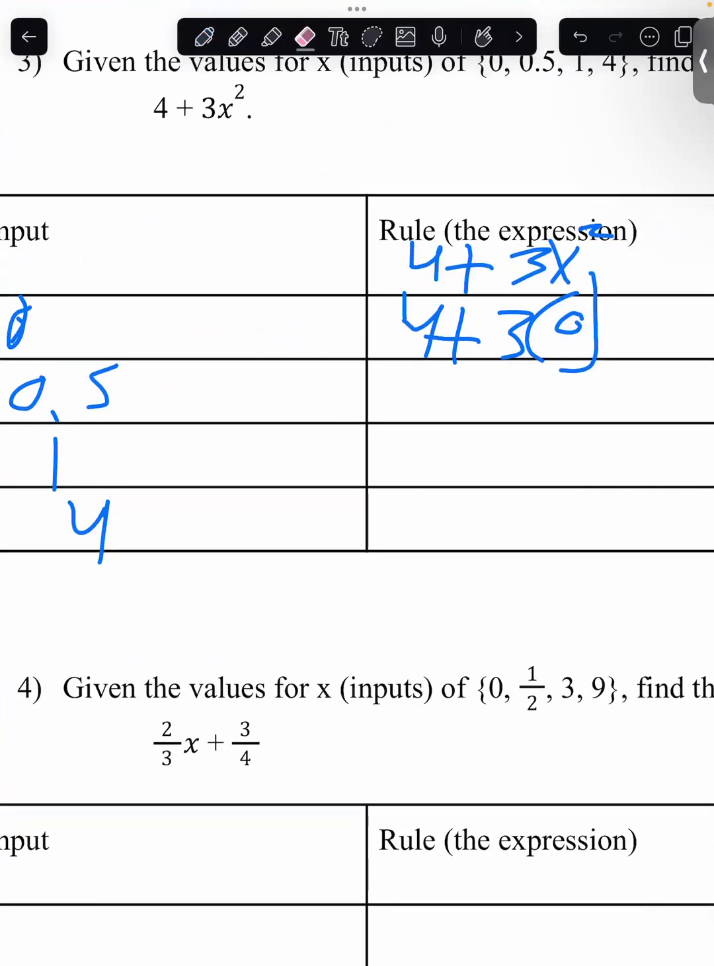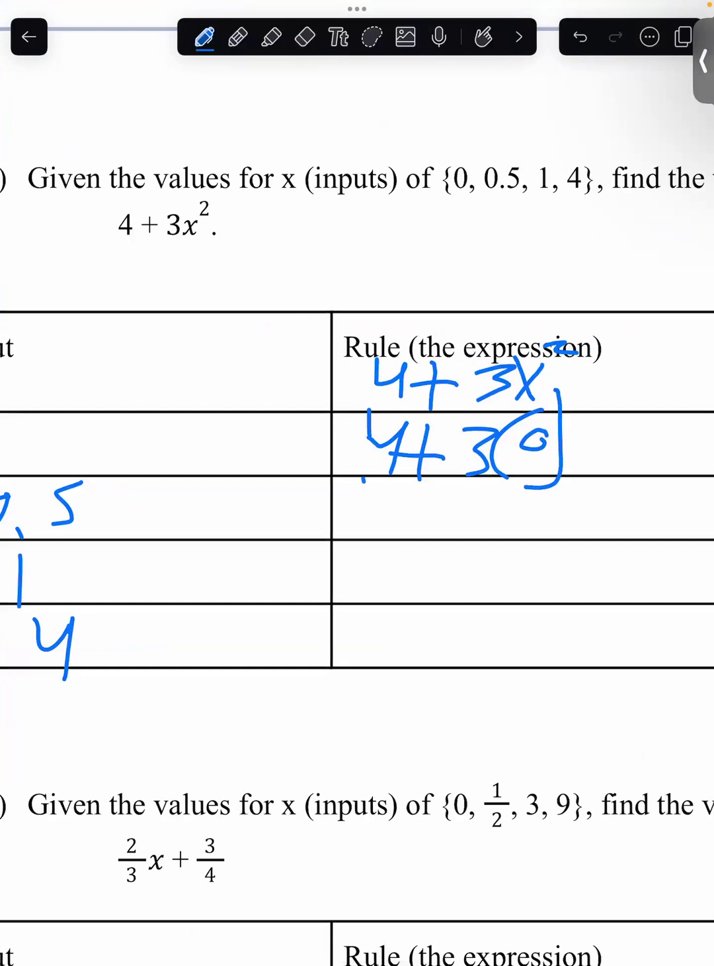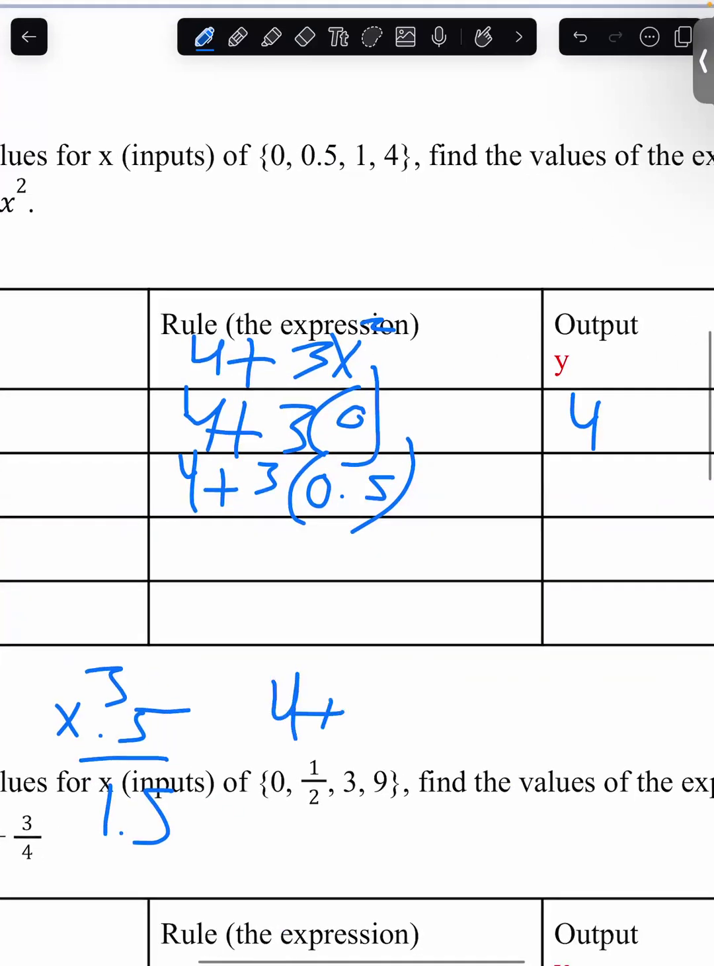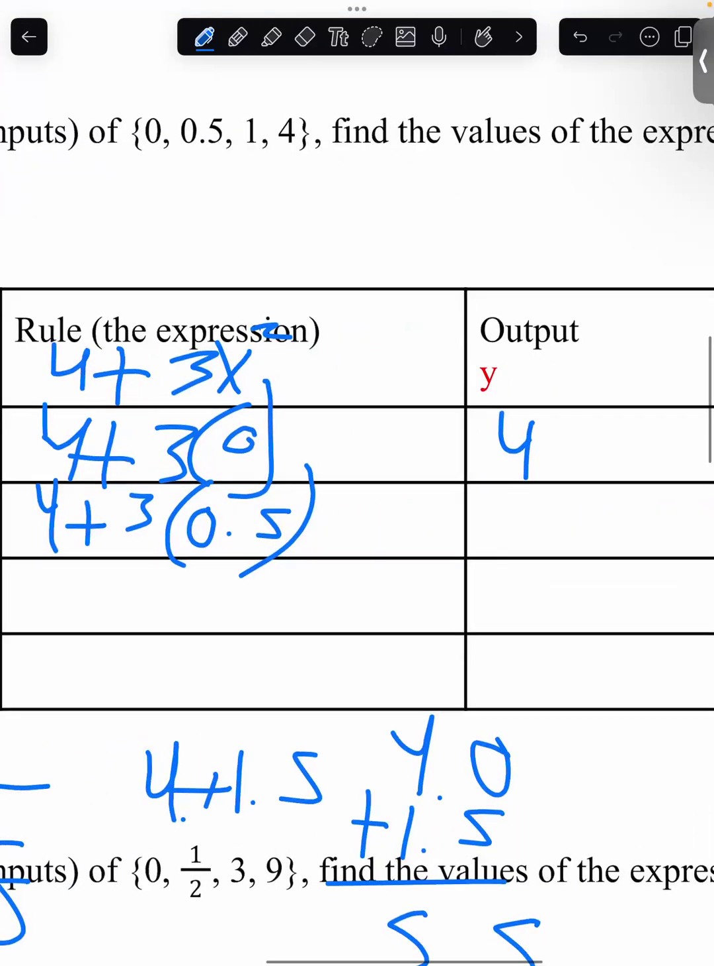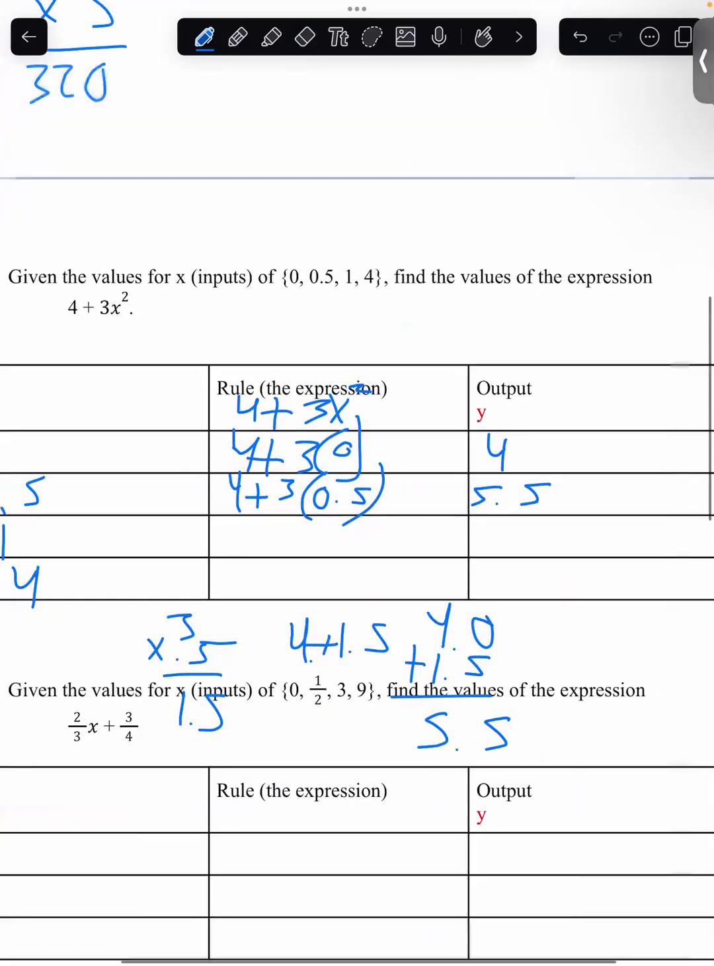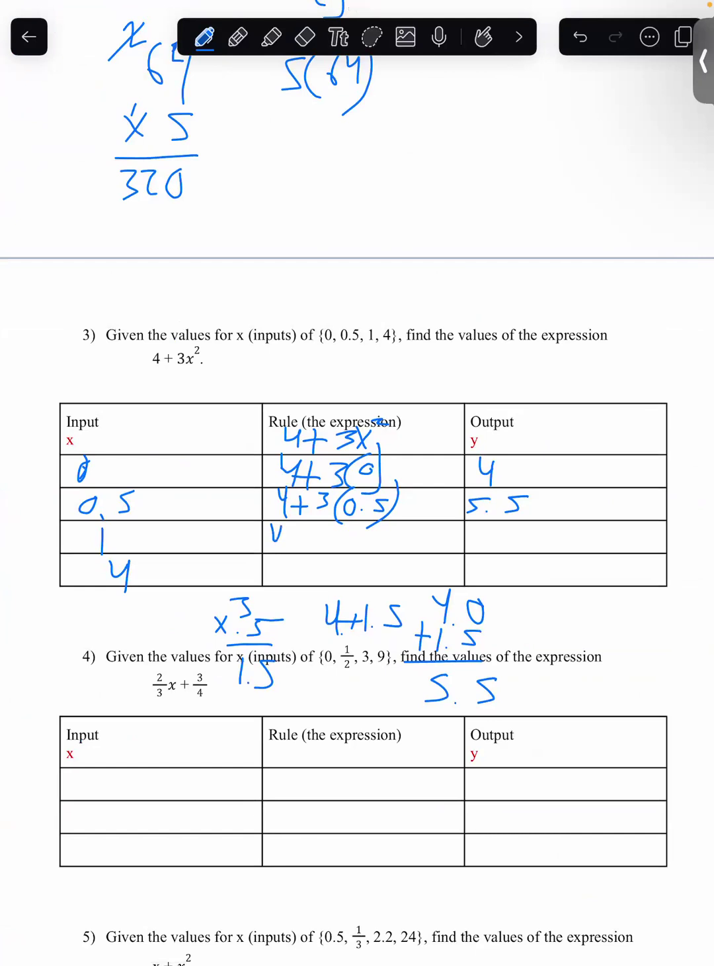Okay, next one we got 0.5. So we have 4 plus 3 times 0.5. So we got 3 times 0.5 gives us 1.5. 1 decimal place in the problem, so 1 in the answer. So now we got 4 plus 1.5. So 4.0 plus 1.5. Line up the decimal. Remember, the decimal's after it if you don't see it. So it's 5.5. Okay. Next one, we have 1. So we have 4 plus 3 times 1. So 3 times 1 is 3, plus 4 is 7.